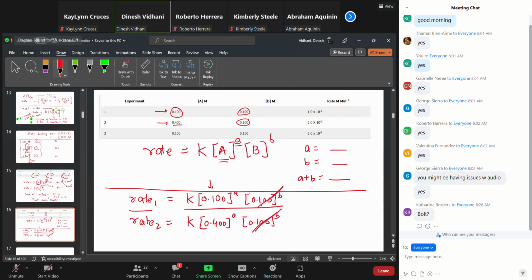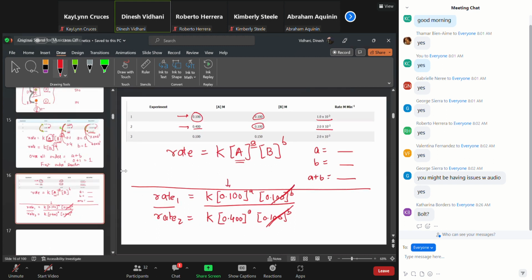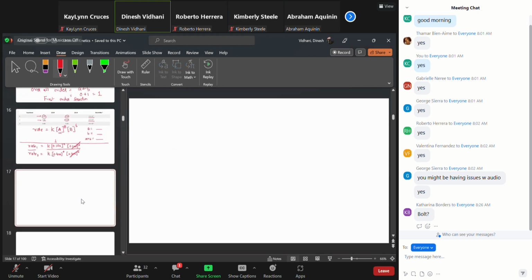Now, do we know the value of rate 1? Yes, we know the value of rate 1. Do we know the value of rate 2? Yes, we know the value of rate 2. Let's put those values in that equation. I'm going to expand that so you can see what we have on the previous slide. So rate 1 is 1.0 × 10^-3. Rate 2 is 2.0 × 10^-3. That's going to be equal to K times 0.100 raised to A over K times 0.200. Am I right on that?